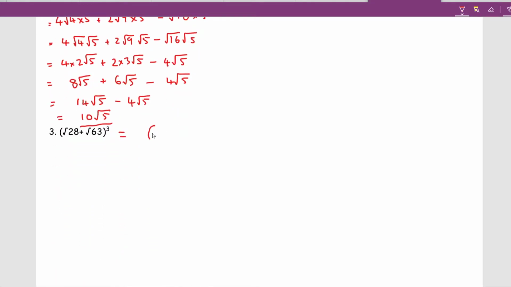So we said there was 4 goes into 28 7 times. Add, and then there was the 9 times 7 gives me 63 if I square root there. And then I leave the cube in at the end yet. So I split that up: root 4, root 7, plus root 9, root 7.